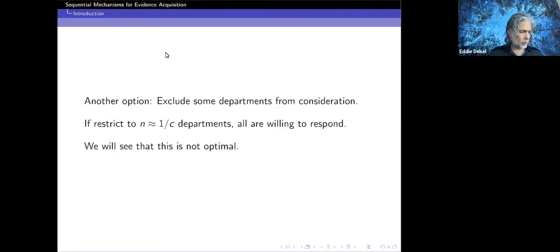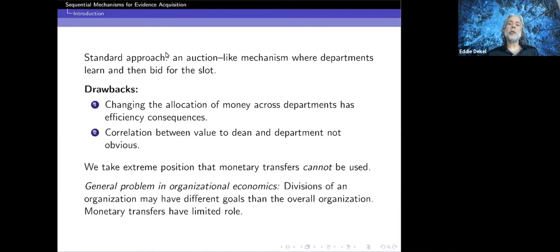Okay. What would a standard approach be? A standard approach would be to have the mechanism be an auction. From our purposes, there are two main drawbacks to this. First, we're considering exchanges or decisions within an organization, and transferring money within an organization has other efficiency costs. You may want to give money to a department for doing its teaching activities, doing its research activities, doing all sorts of other activities. Telling it that it has to use the money in order to bid for a slot in order to get a candidate could be distortionary.